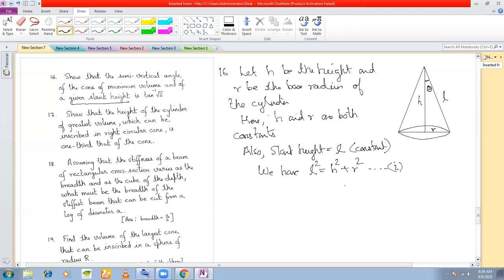Okay, and now you need to maximize the volume of the cone. So what is the volume of the cone? V is 1/3 pi r square h. But if we need to maximize, the volume V has two variables, r and h. So we bring it down to a single variable with the help of this one. So from 1, you have r square is equal to L square minus h square. So putting this value in 2, let us call this 2.